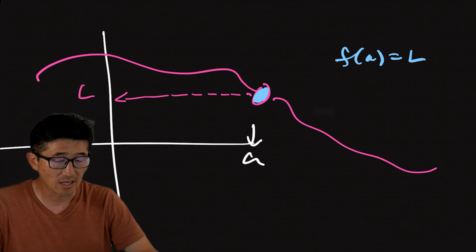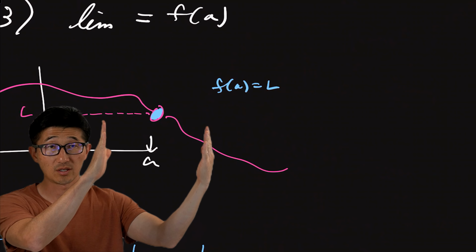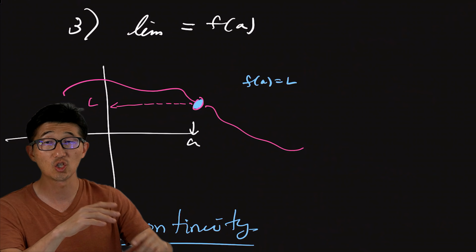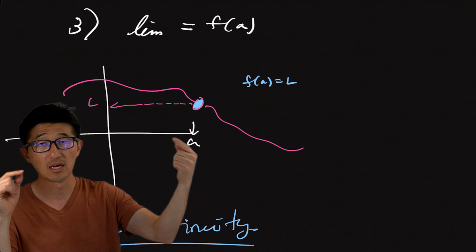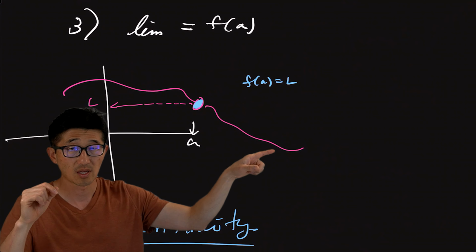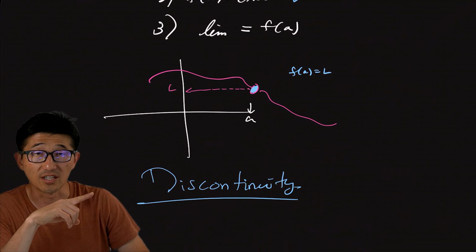Now, most of the questions that you'll be asked on the AP test are based on an interval, like from here to here. They'll ask you, is it continuous from here to here? Sometimes they'll say, is it continuous everywhere? That means from negative infinity to positive infinity.